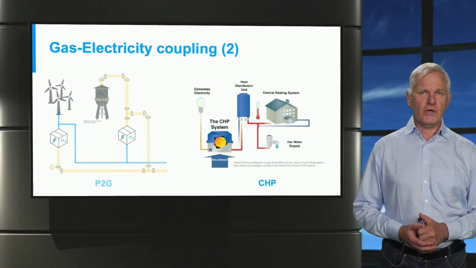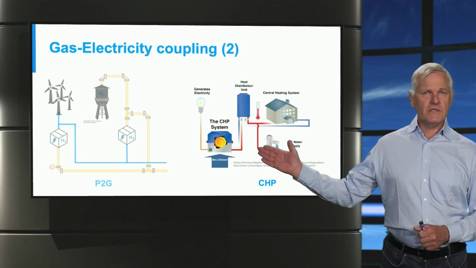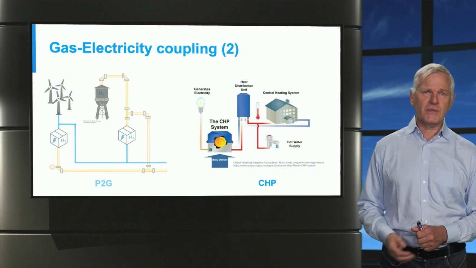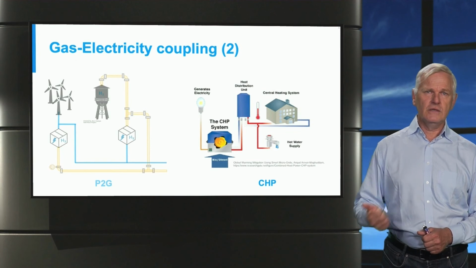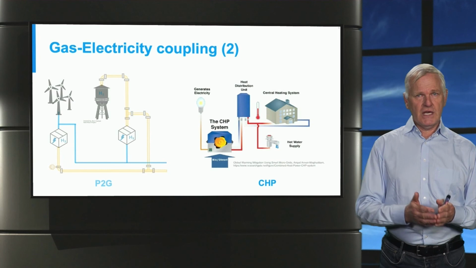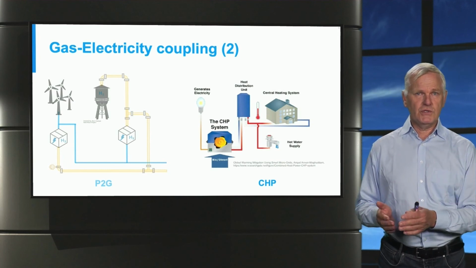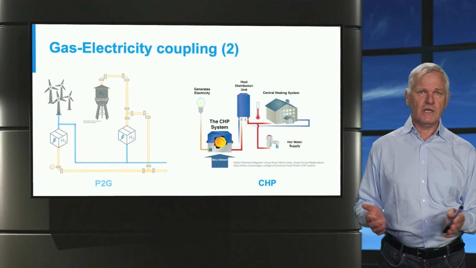The final method for coupling is the combined heat and power plants. Here you can see that all three sources of energy are present: electricity, gas and heat. In this example, we start with gas, feed it to the CHP system, which can then produce both electricity and hot water.